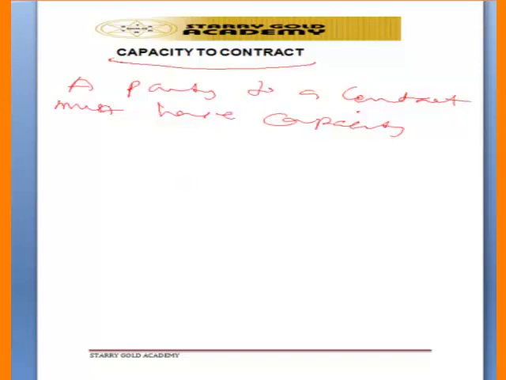So let us look at infant. An infant, according to the Infant Relief Act of 1874, is someone below the age of 21. Below the age of 21. And the infant, based on the general rule, does not have contractual capacity.